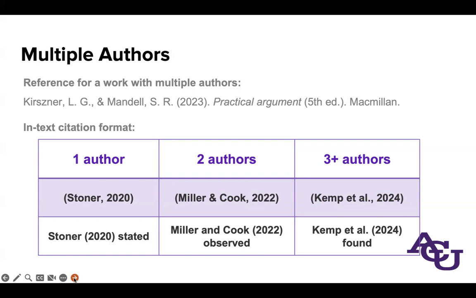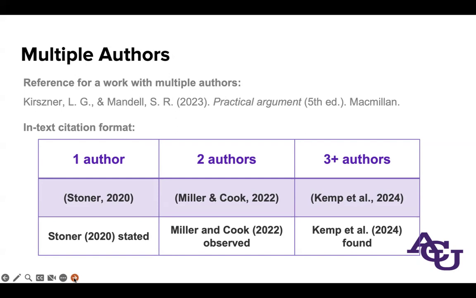Then for three or more authors, we're going to use the first author's last name followed by the phrase et al., which is Latin for and others. So I have Kemp et al., comma 2024 as my parenthetical citation, and as my narrative example, or where I had it written in my sentence, I would write Kemp et al. 2024 found. You'll notice when you write et al., there's a period after al.